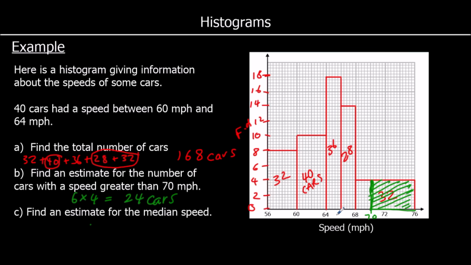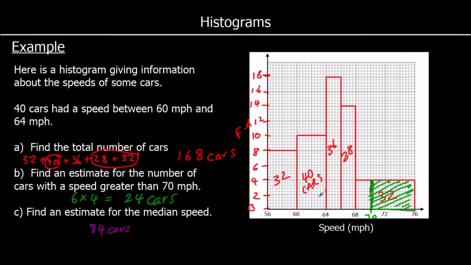Part C says find an estimate for the median speed. So the median is the middle. So what we want to do is split our histogram in half. So we've got 168 cars. Half of 168 is 84. So we want 84 cars on each side. So where can we draw a line? Where can we split our histogram to split 84 cars off in one side and 84 cars on the other side?